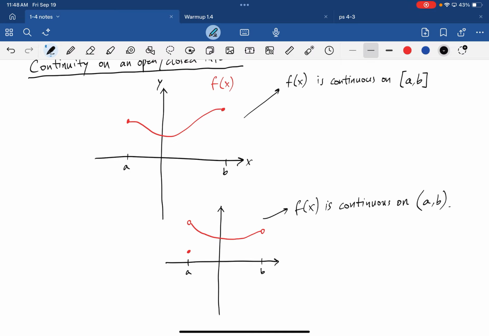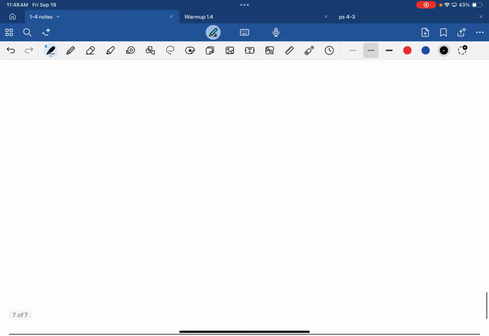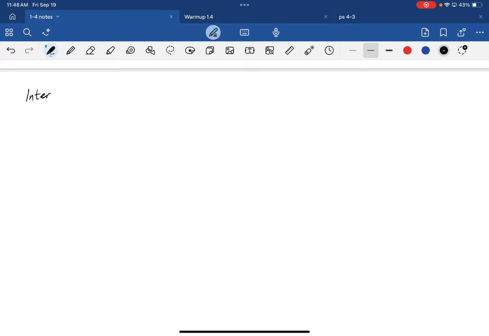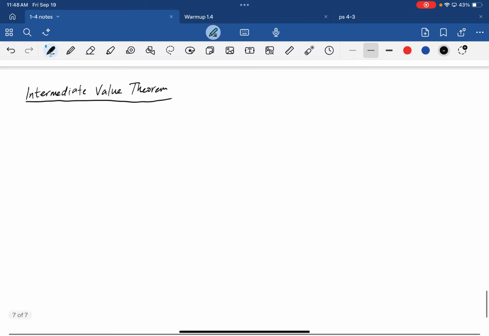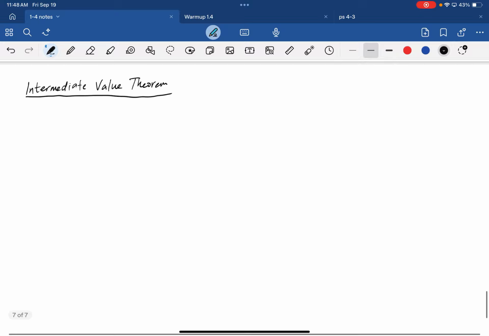Pretty standard. Okay, next thing, final thing, is intermediate value theorem. It sounds very complicated, but it's actually very simple. Let me find the more exact statement.